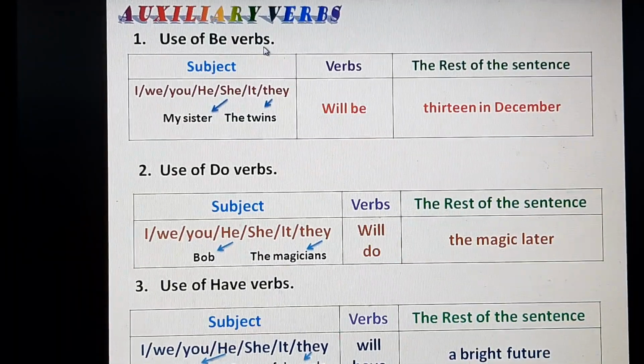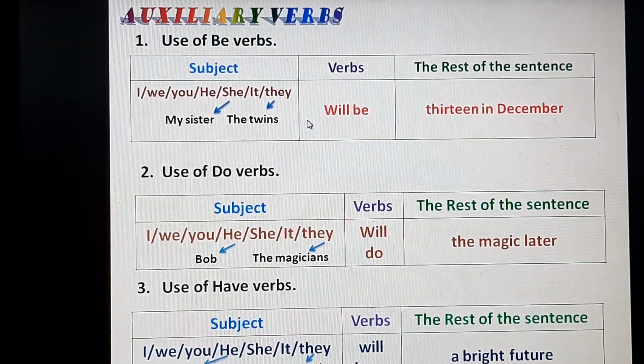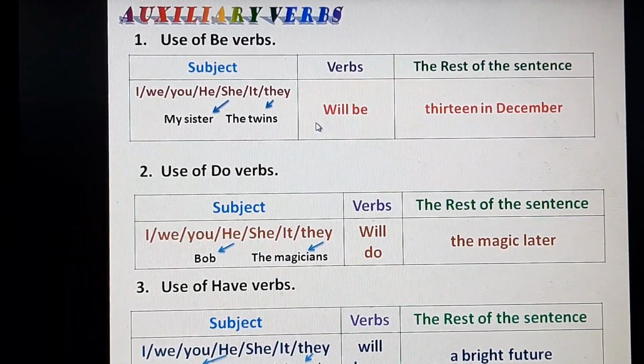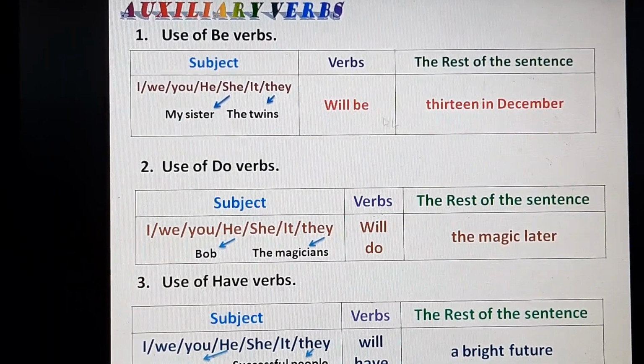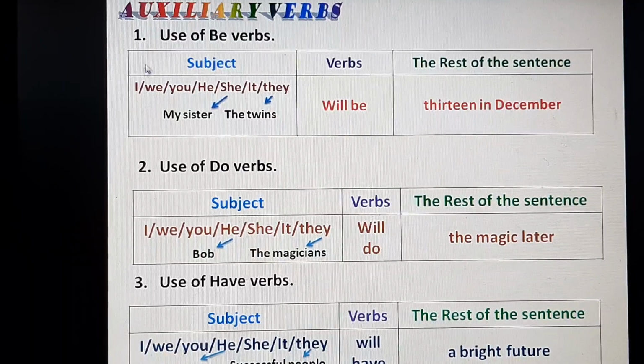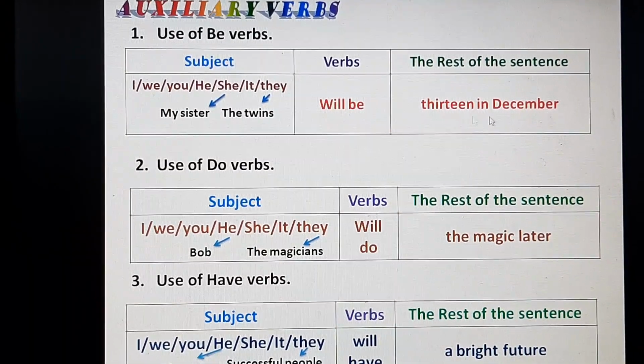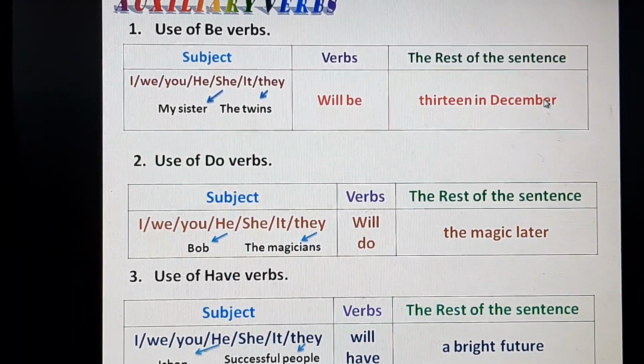Auxiliary verbs. Use of be verbs. Here the future tense verb will be will plus the be verb. My sister will be 13 in December. We will be 13 in December. They will be 13 in December.